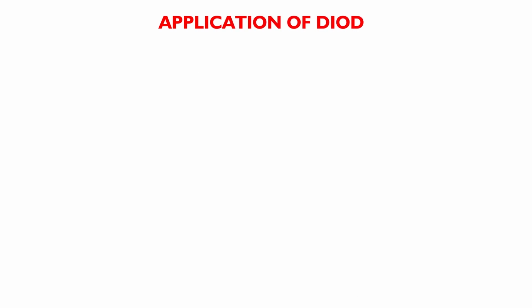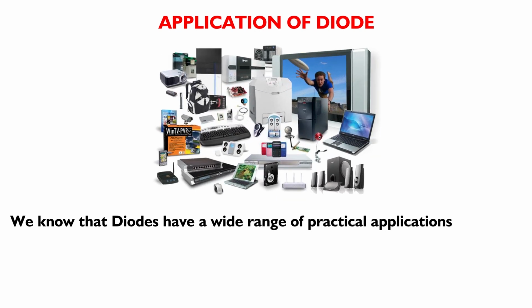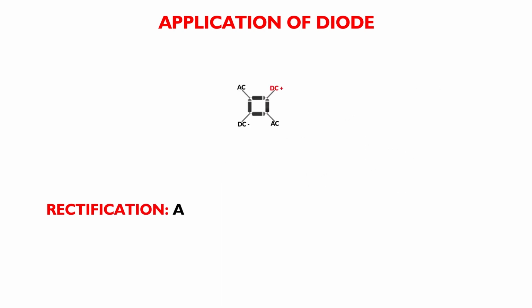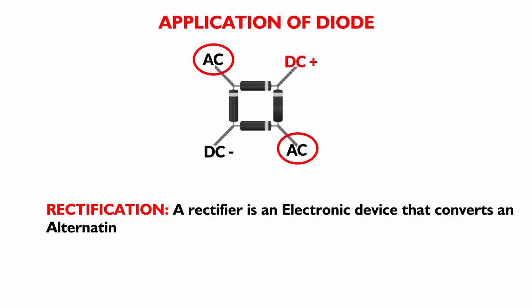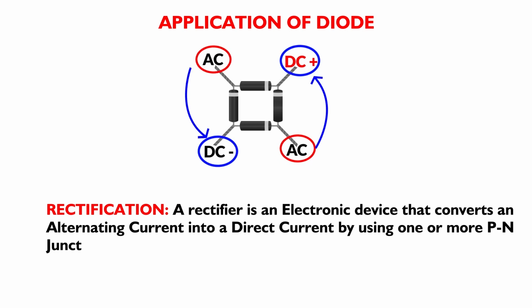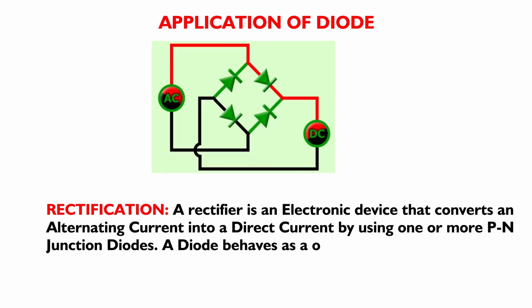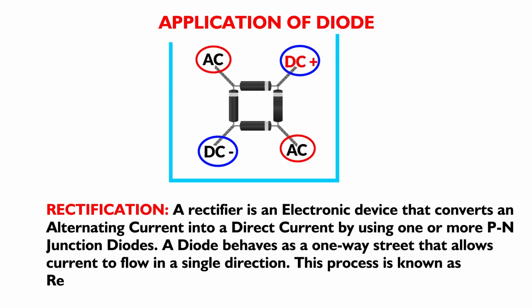So, if we talk about applications of a diode, then we know that diodes have a wide range of practical applications in electronics, like rectification. A rectifier is an electronic device that converts an alternating current into a direct current by using one or more PN junction diodes. A diode behaves as a one-way street that allows current to flow in a single direction. This process is known as rectification.